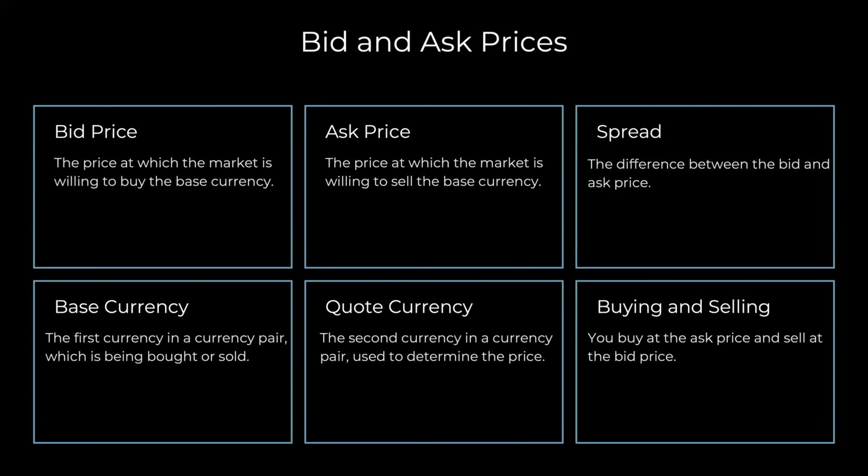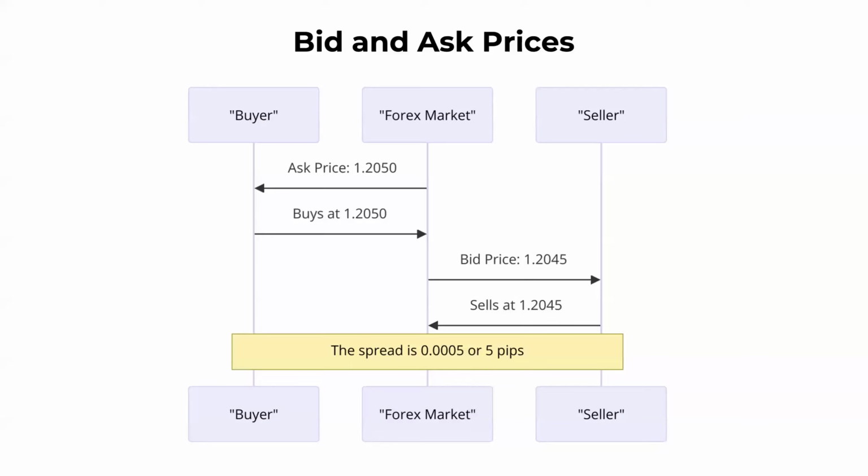Buying and selling. You can buy at the ask price and sell at the bid price. Okay, so you buy at the ask price and you sell at the bid price. All right, so here's just a depiction. When you look at it, the buyer buys at the ask price. Okay, the market buys at this price. So when you buy at the ask, that's what the market is selling for.